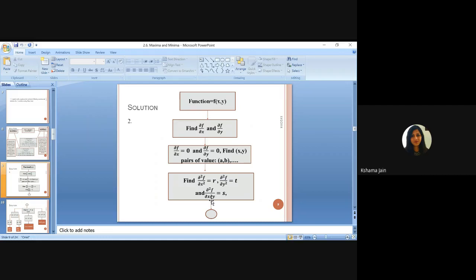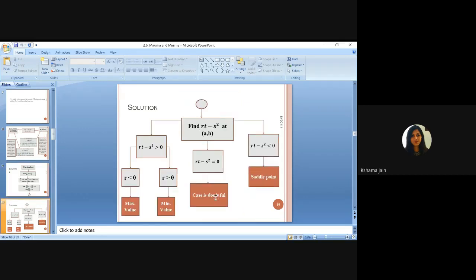Okay. Then we will check rt minus s square. We will have these values r, t, and s, so we will find rt minus s square, and check whether it is positive, negative, or equal to 0. Positive means greater than 0, negative means less than 0. If it is positive, then only is it possible to find maxima or minima. So just remember, the must condition to find the maxima and minima is that rt minus s square must be greater than 0.